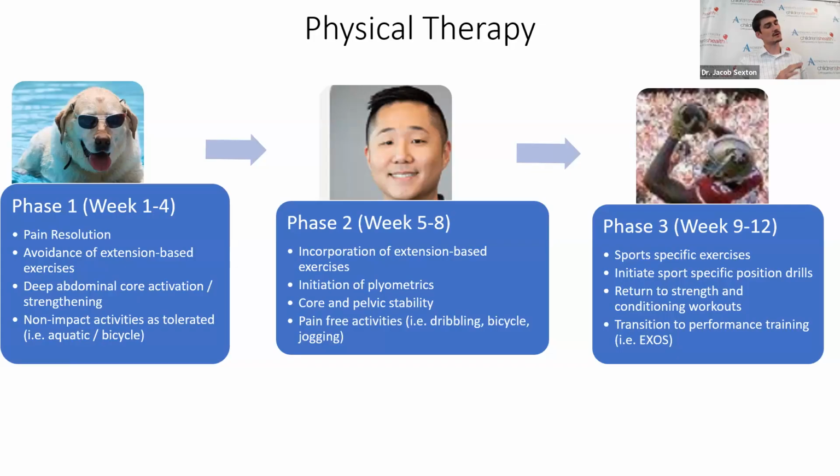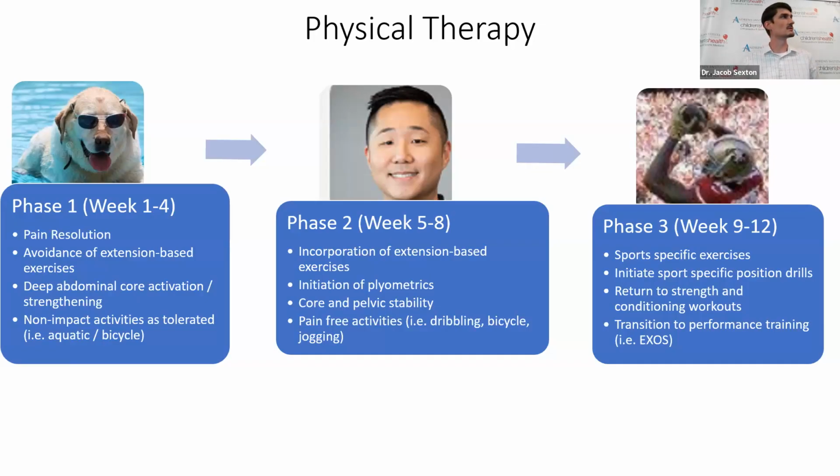We do non-impact activities as tolerated. If they can get in the pool and there's no pain in the pool, I'm okay with that. That works on range of motion. It's weightless. It's not putting a lot of stress through the back. If they want to get on a bicycle, it doesn't bother them, that's fine. But what we've got to take out is axial loading. We've got to take repetitive closed chain impacts out. We've got to take running out. We've got to take all those forces and let them calm down to let the bone heal like we do with every other stress fracture.